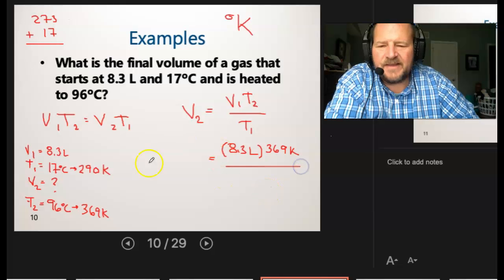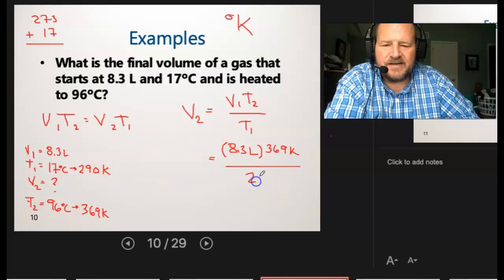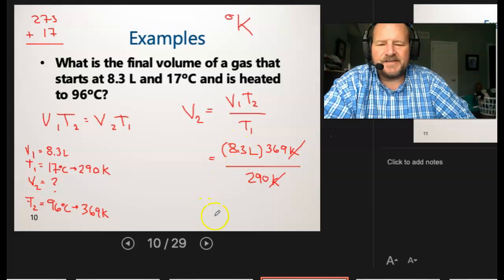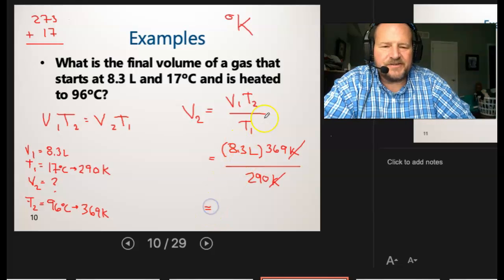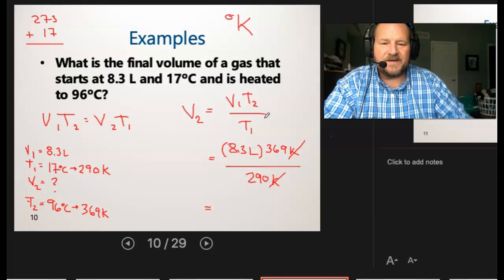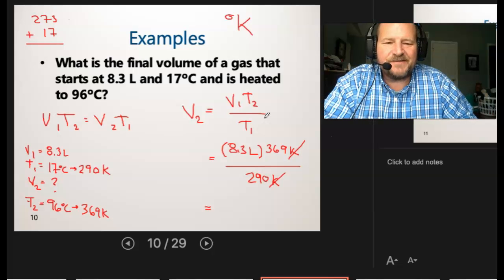And then we're going to divide that by T1, which is 290 Kelvin. And of course, I'm going to do this in Kelvin. I'm going to do this the right way. If you don't believe me, you can feel free to do it in degrees C and see if you get the same answer or a different answer. I'm going to put my money on a different answer. But sometimes we just have to try it to prove it to ourselves, so go for it.